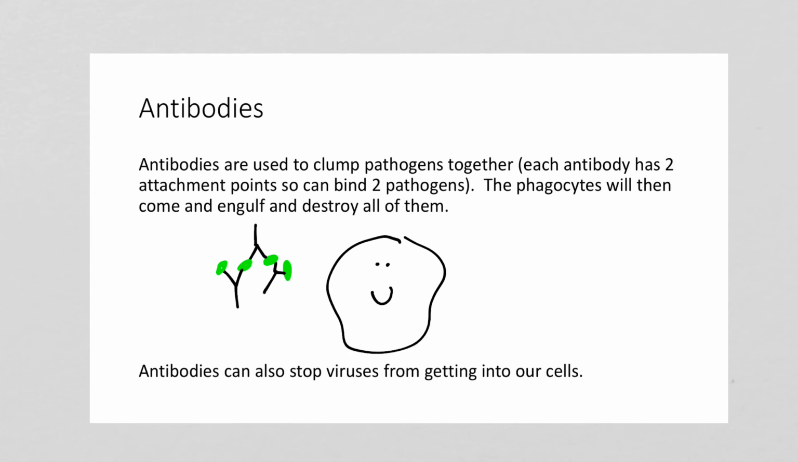Because antibodies attach to the outside of the pathogen, some antibodies against viruses can actually stop the virus from injecting its genetic material into the cell. So it's another useful way for antibodies to help combat against pathogens.